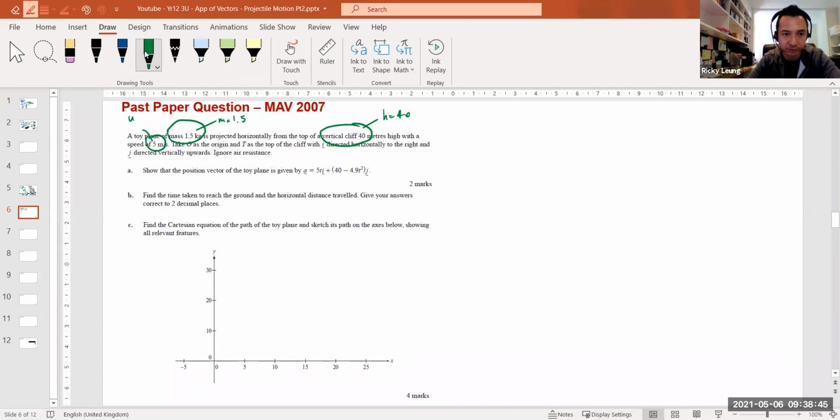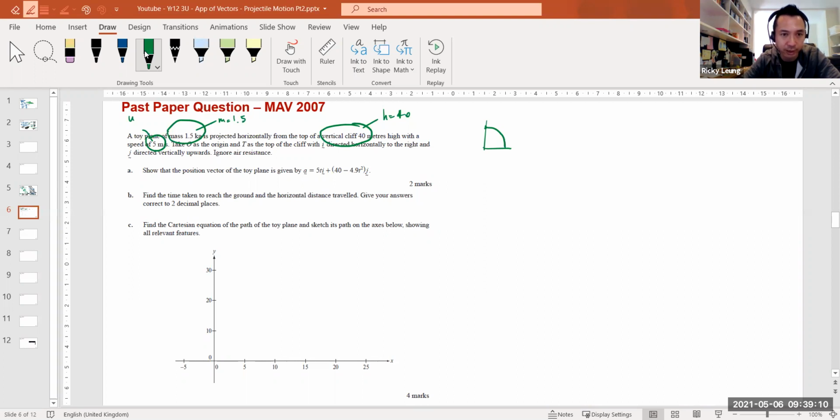Take O as your origin and T as the top of the cliff. So we're at the top of the cliff right now. There's no going up and over. It's just downwards. We're on the top of the cliff and you're just going to go down. Yep, looks like it. There's no middle term there. Show the position vector of that.